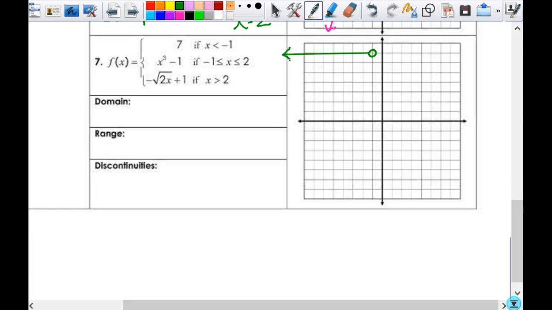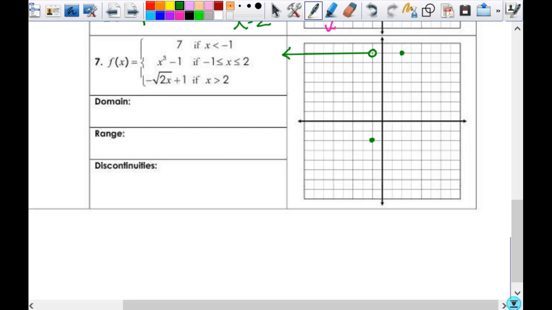Then I'm going to plug in this endpoint of the domain. So -1 cubed is -1, minus 1 is -2. So -1, -2 is a closed circle. I'm going to put the other endpoint in. So 2 cubed is 8, minus 1 is 7. So I'm going to go to 2, 7. And those are the 2 endpoints of that middle section.